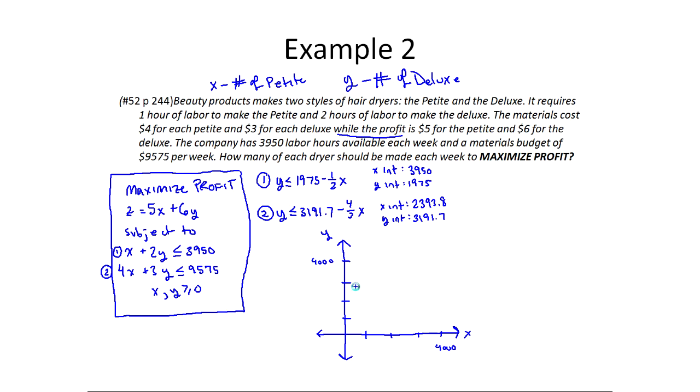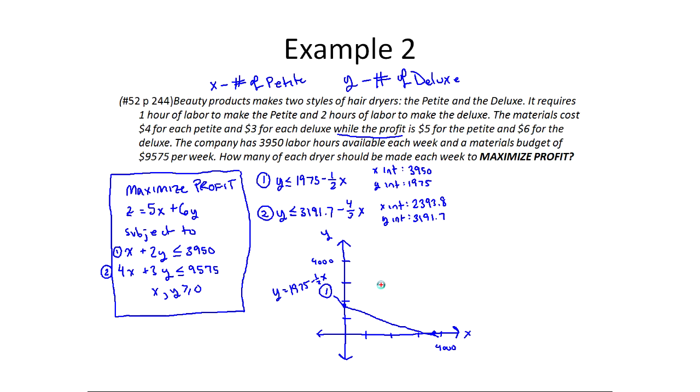Okay, so I'll graph 1 in blue. We go from 3950, so that'd be way out here, to 1975. So that's almost 2,000, so maybe about right here. So there's my first inequality. Now I want to make sure to label that, so this would be 1. And remember, this is the line y equals 1975 minus 1/2 x.